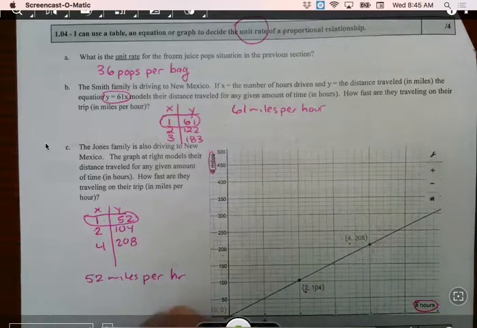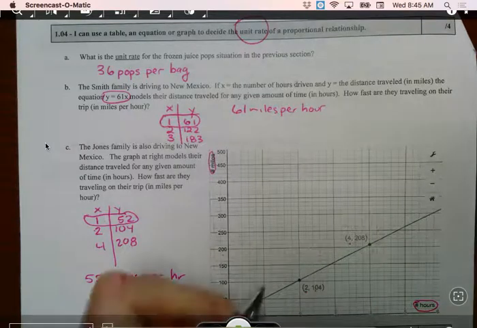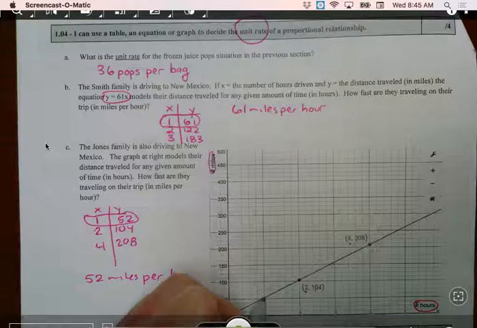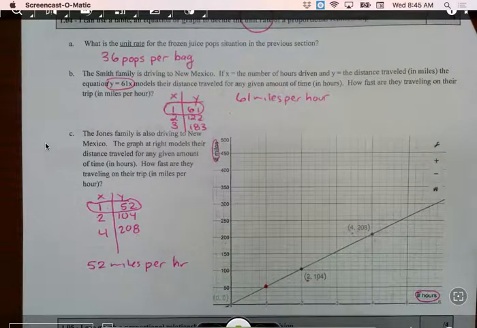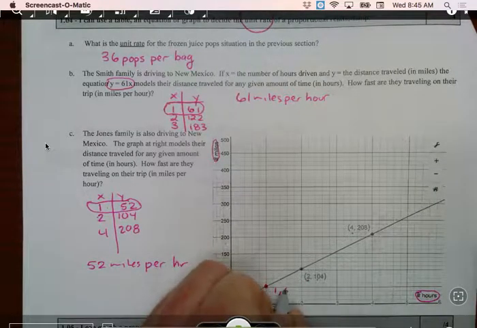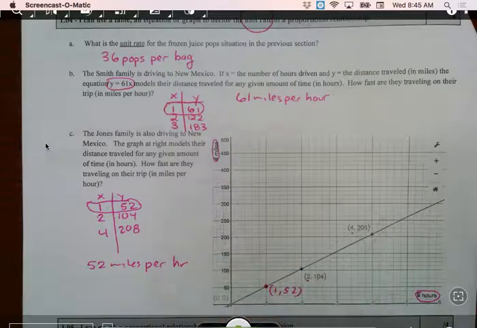Another interesting thing is if we went to 1 hour, 52, looks like it's about right. It's just above 50. So that point there would be 52. Done.